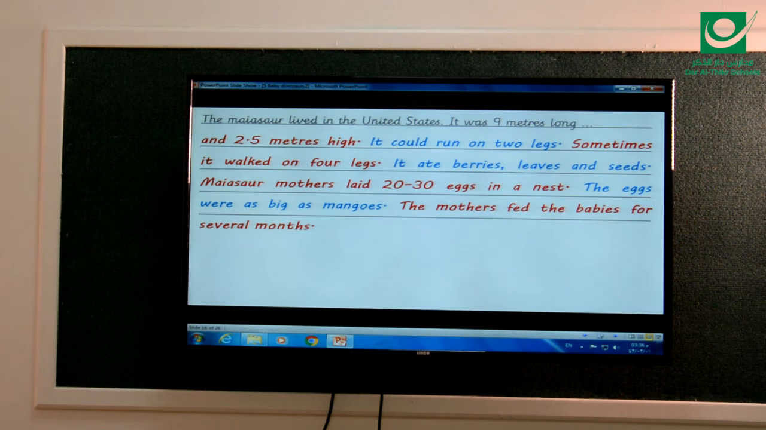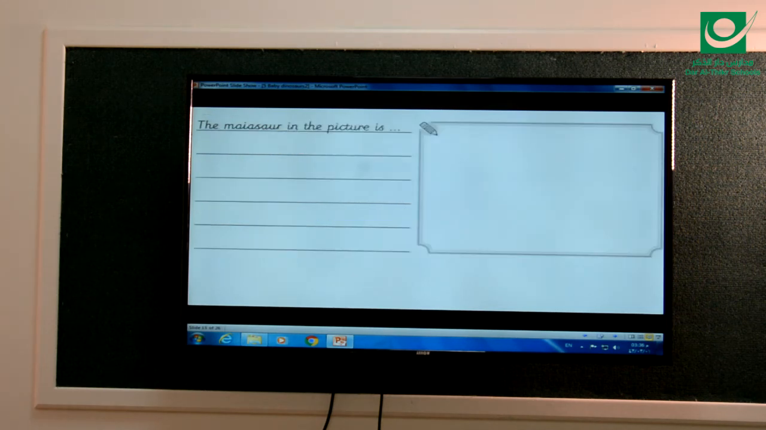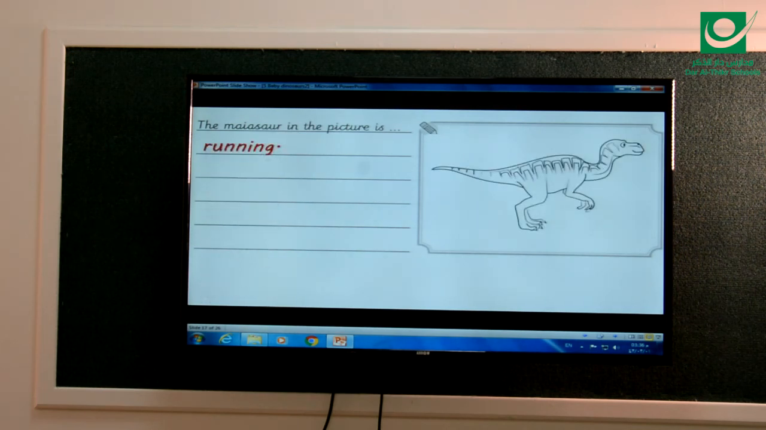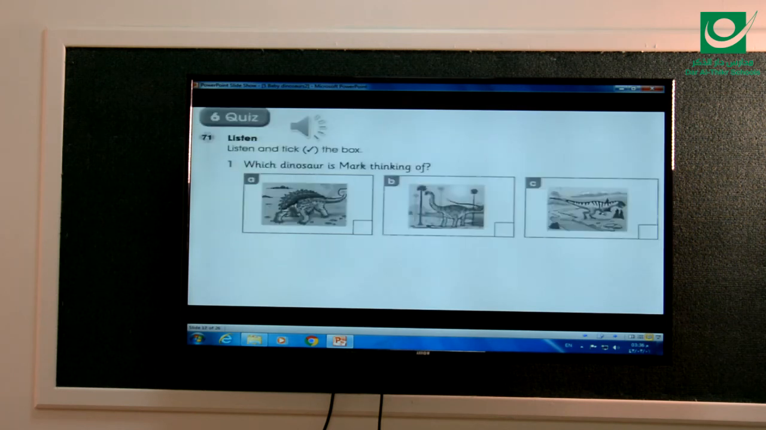You can write this or your own paragraph. The Maiasaur in this picture, what is it doing? It's running, I think, or hopping. Okay, now you will listen and tick the right picture, the right answer. Okay, let's listen.